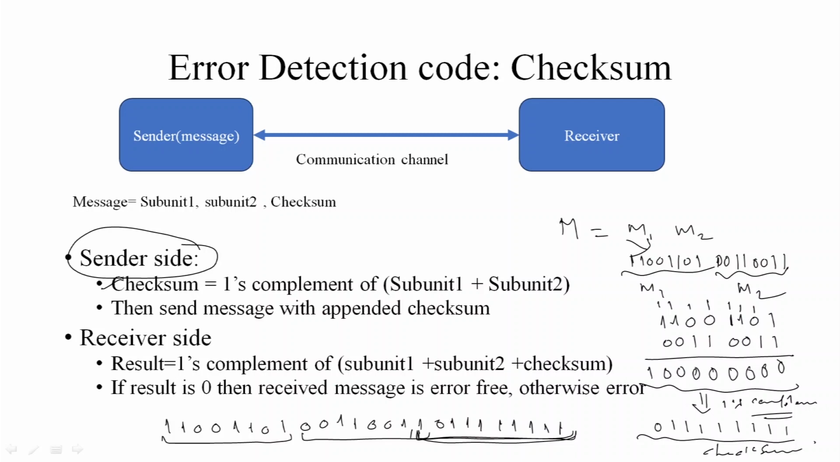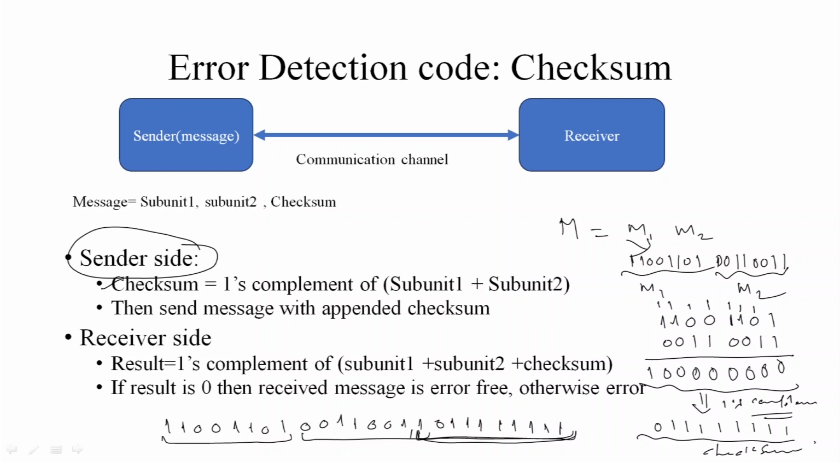Then the receiver verifies whether the checksum is 0. When the receiver computes on the message, what is done on the receiver side? The receiver obtains a result equal to the ones complement of subunit 1 plus subunit 2 plus the checksum.